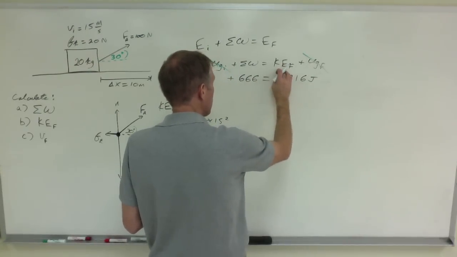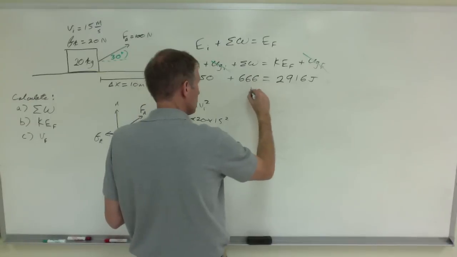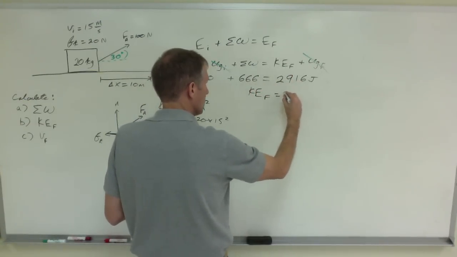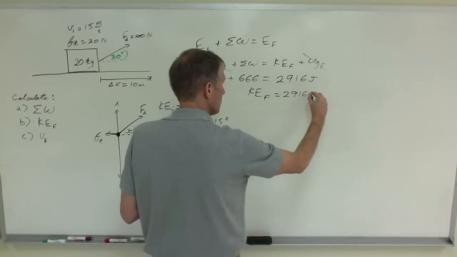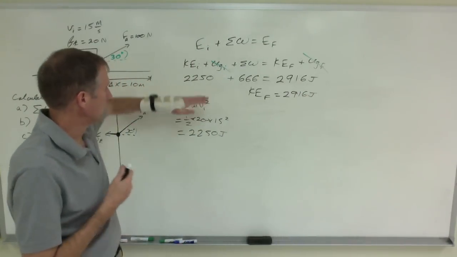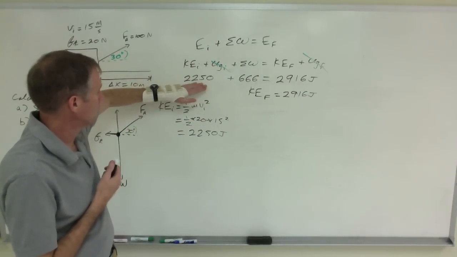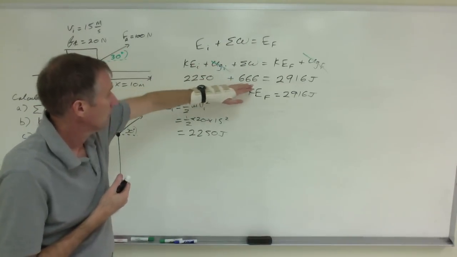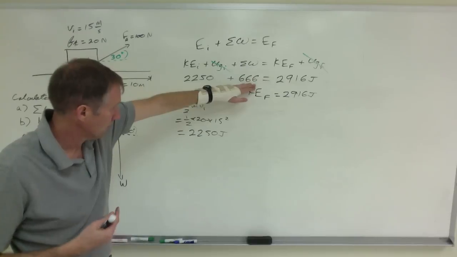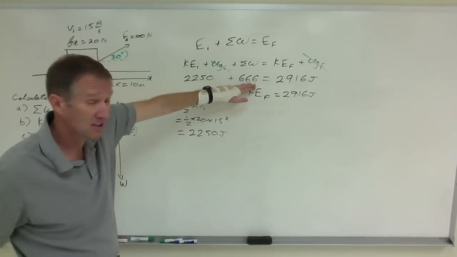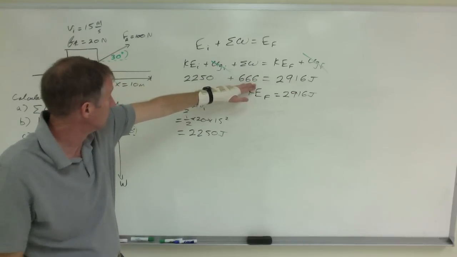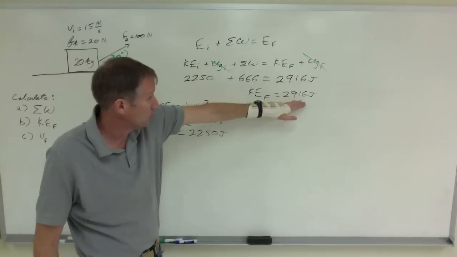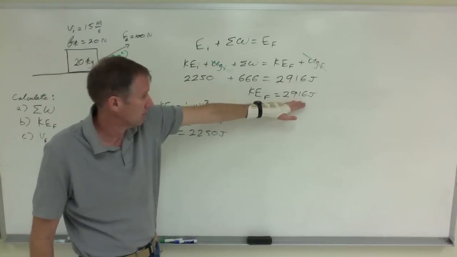So the final kinetic energy is the sum of those two things. So KEF, right, that's that, equals 2,916 joules. So what this is telling us is that when this whole thing started, it had 2,250 joules of energy. It was all kinetic. Whoever was doing the work transferred a net of 666 joules into the system, into the box. So at the end of 10 meters, it had sped up, and now it has 2,916 joules of kinetic energy.